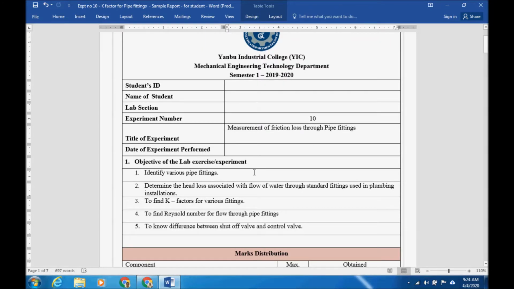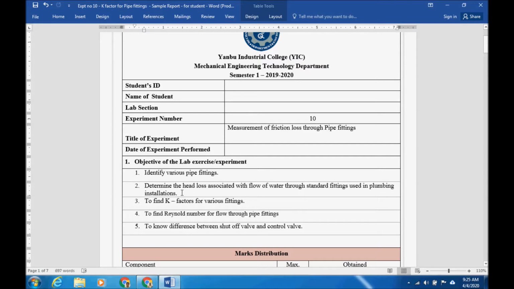So objectives, you have to write the objectives from here. K factor for pipe fittings. First of all, we should know what the pipe fittings are. There are different pipe fittings, for example elbows, gate valves, bends. We'll see them one by one on the equipment.